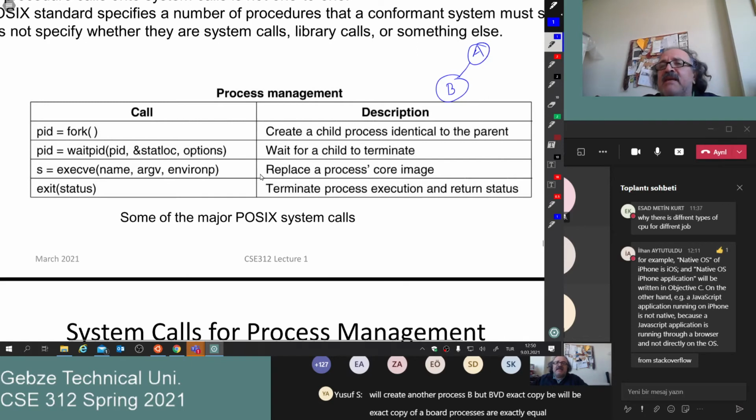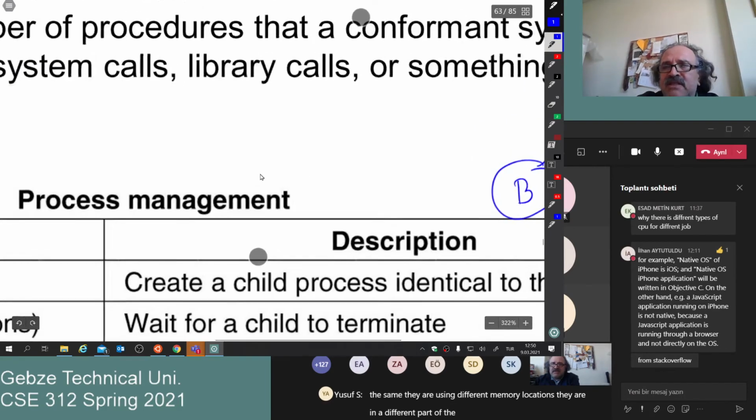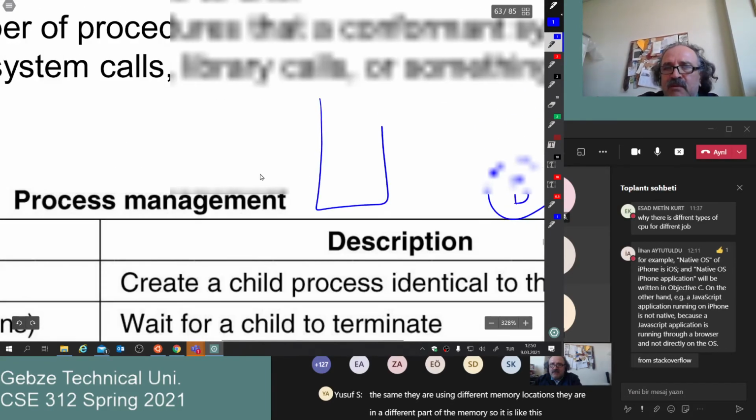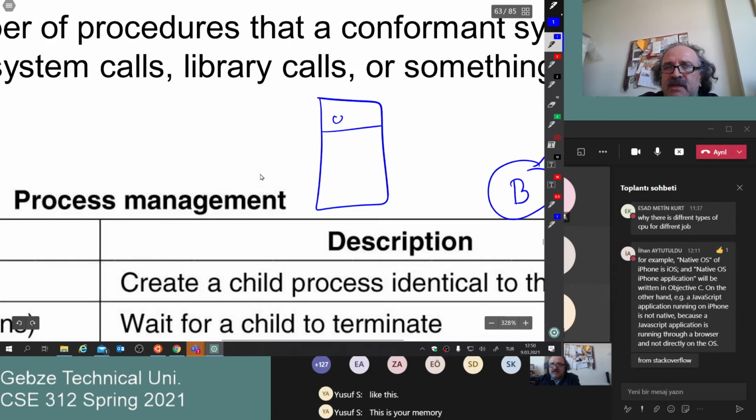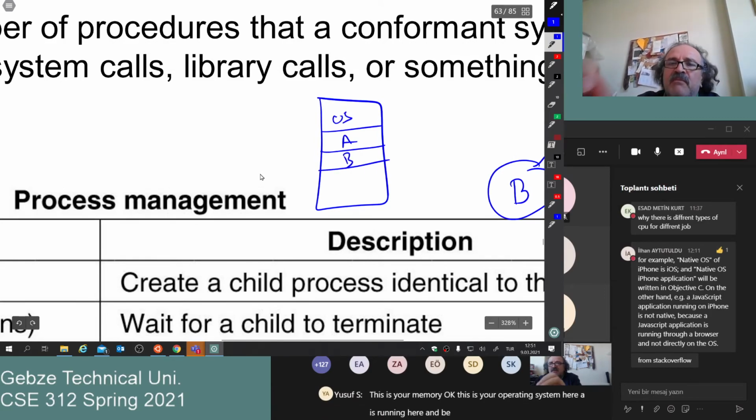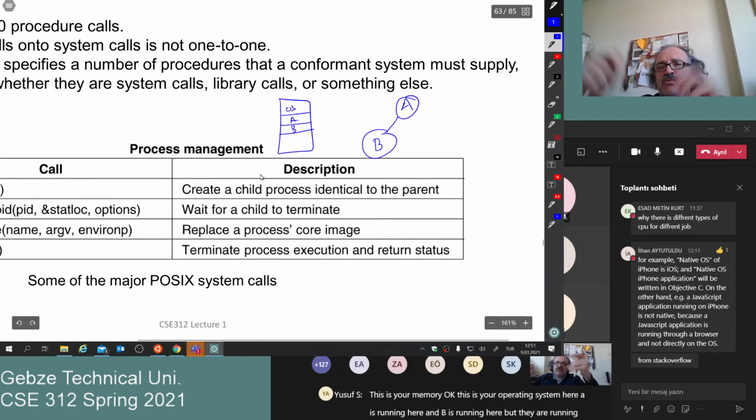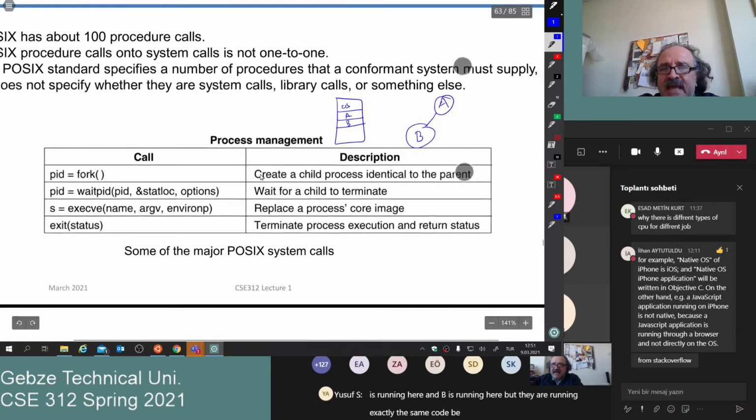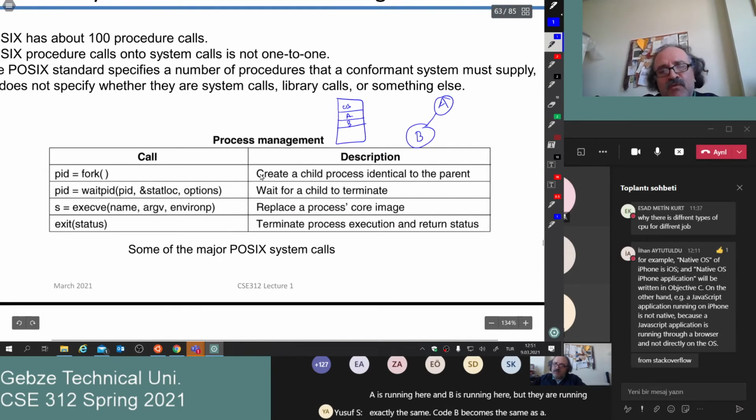Both processes are exactly equal, but they are not the same. They are using different memory locations, in a different part of the memory. So it is like this: this is your memory, this is your operating system here, A is running here and B is running here. But they are running exactly the same code. B becomes the same as A, of course as two different processes. That's the fork system call.